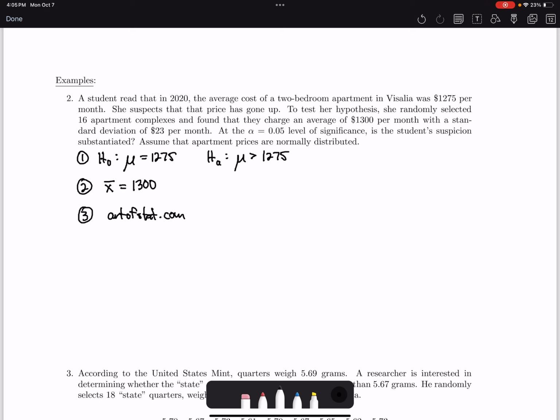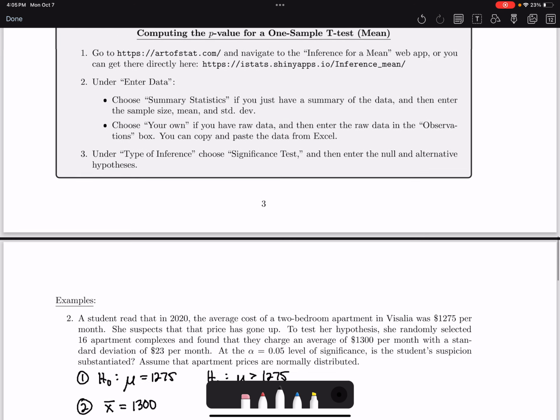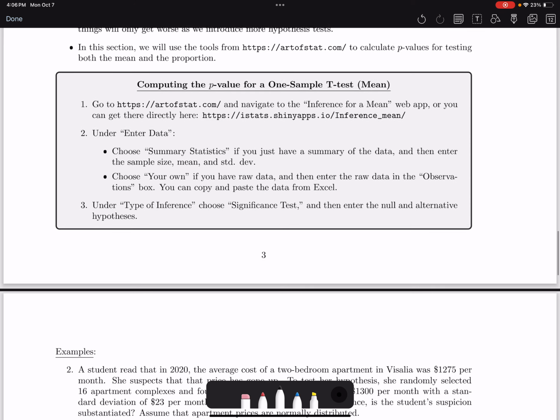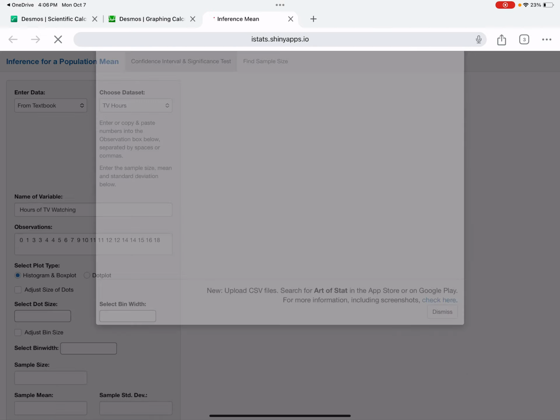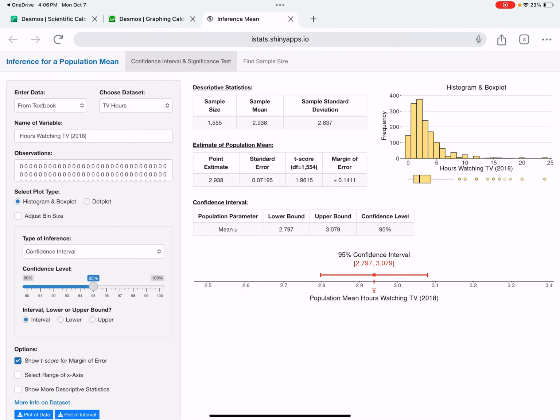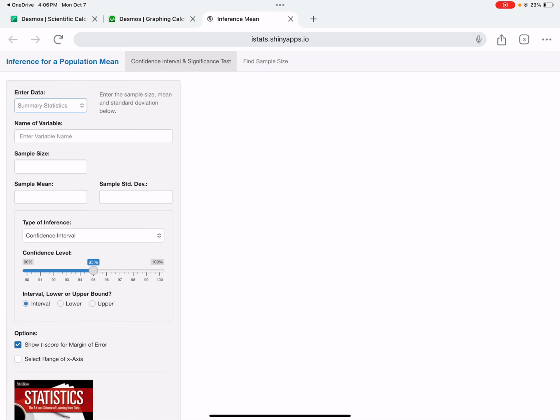And we want to use that calculator. So let's follow this link. Okay, so this is what it looks like when you follow the link. By the way, I should mention that if you want to download the app onto your phone or your tablet or something, you can do that. I'm just going to use the web app, so I'm going to say dismiss. And then we get here. Now, I want to use summary statistics, so I'm going to choose summary statistics.